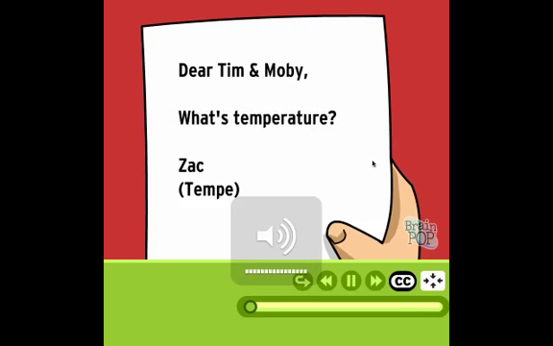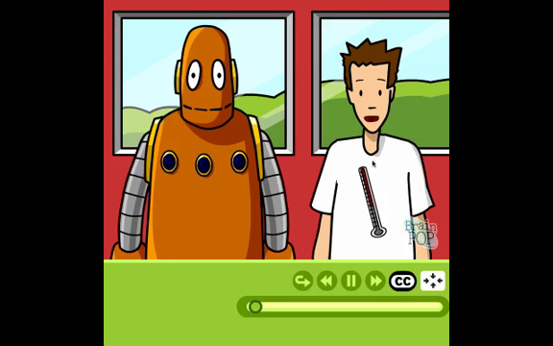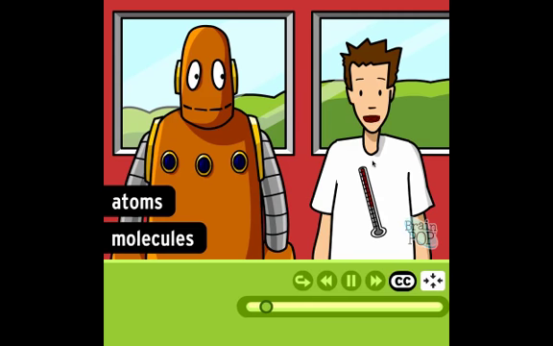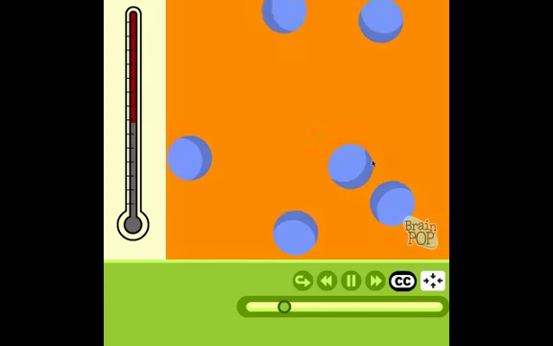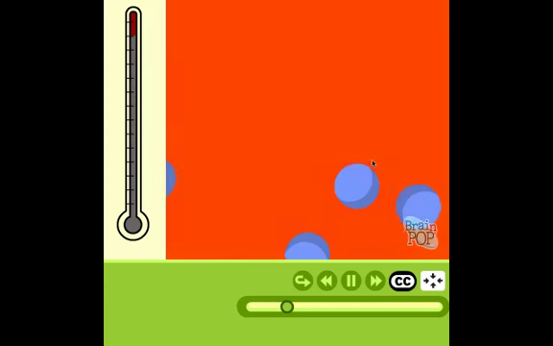Dear Tim and Moby, what's temperature? From Zach. All the matter in the universe is made out of tiny particles called atoms, which can be combined into slightly larger particles called molecules. Atoms and molecules are on the move all the time. All this molecular movement creates heat energy. Temperature is a measure of heat, or how fast those molecules are moving. The more you heat something, the faster the molecules move. This is what causes its temperature to rise.